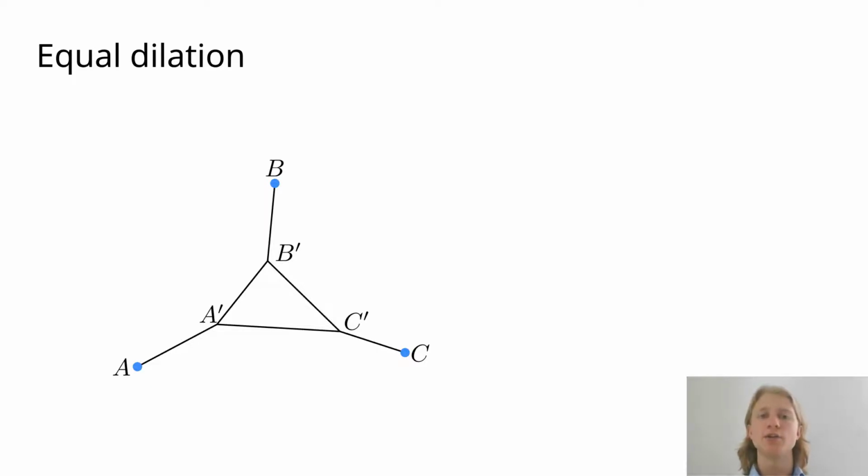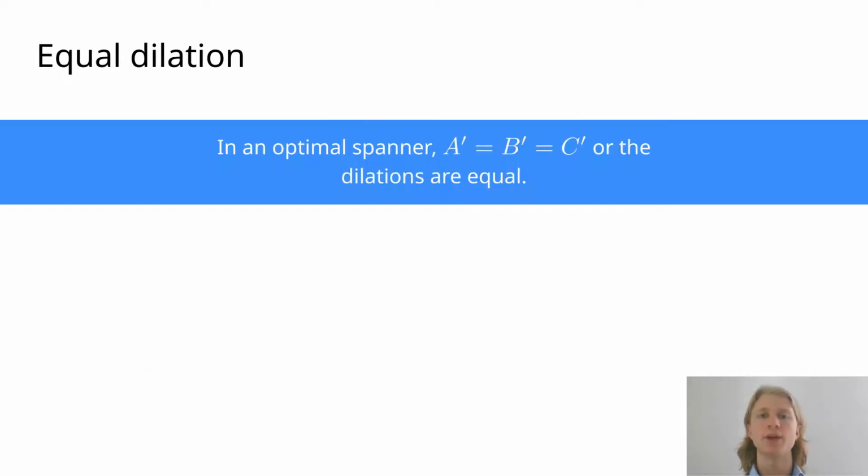If the inner triangle is not degenerate, we can move the corresponding segment in the inner triangle parallelly inwards to decrease the overall weight of the spanner, while not increasing the length of the other paths. As such, using the previously mentioned result that the weight should be maximal, we conclude that this spanner is not optimal. We thus conclude that the following statement must hold. In an optimal spanner, A', B', and C' coincide, or the dilations are all equal.